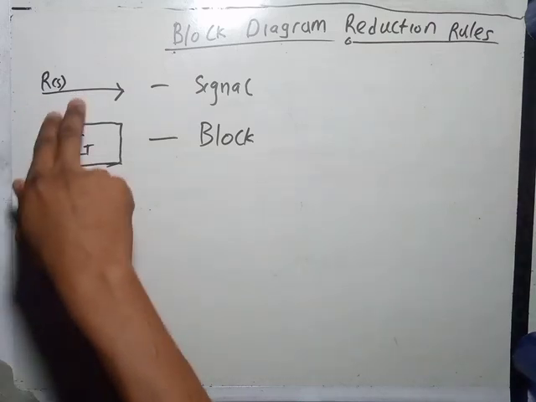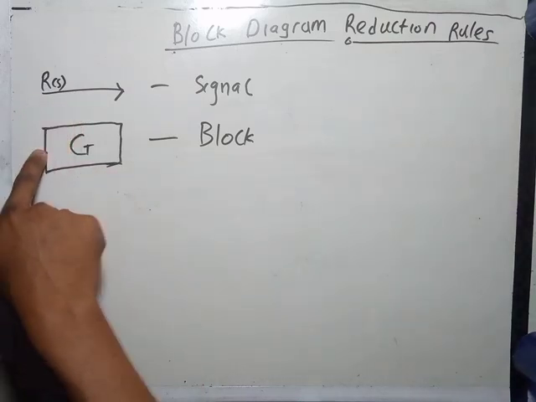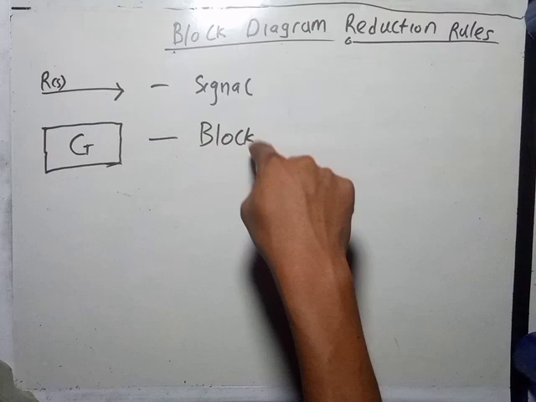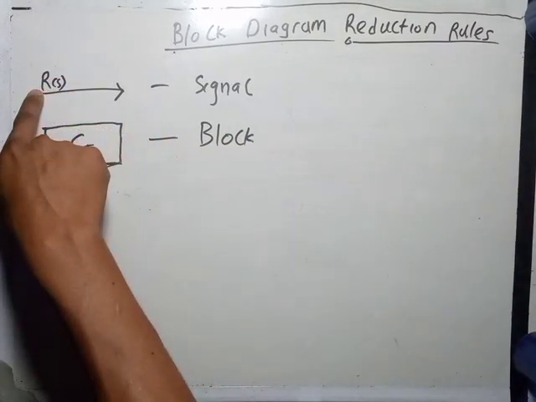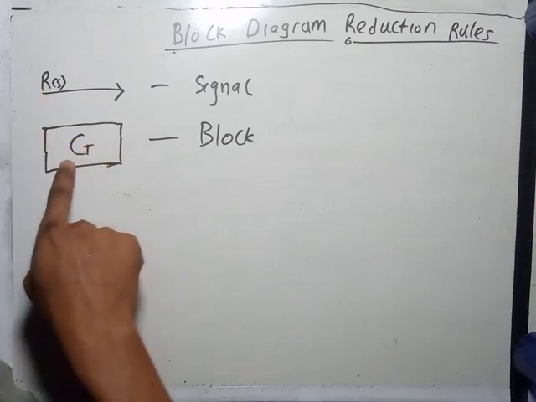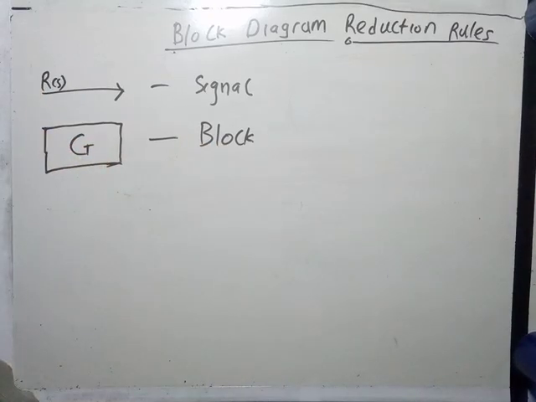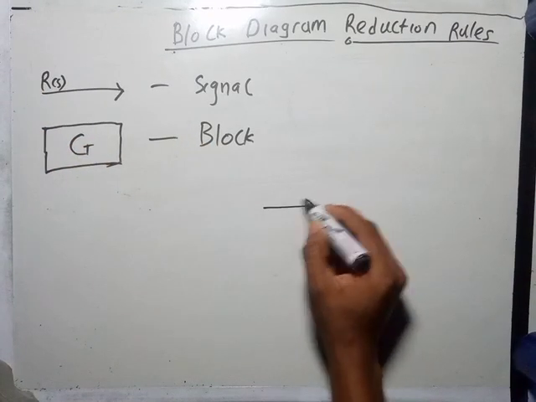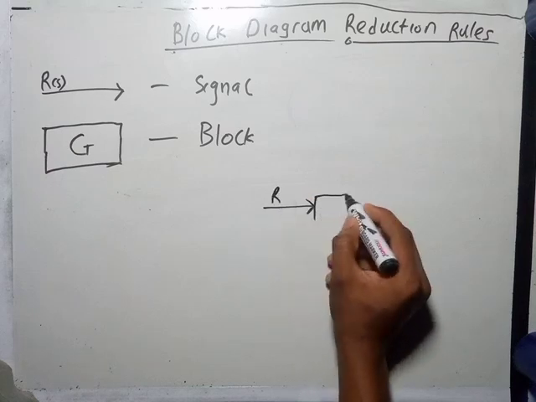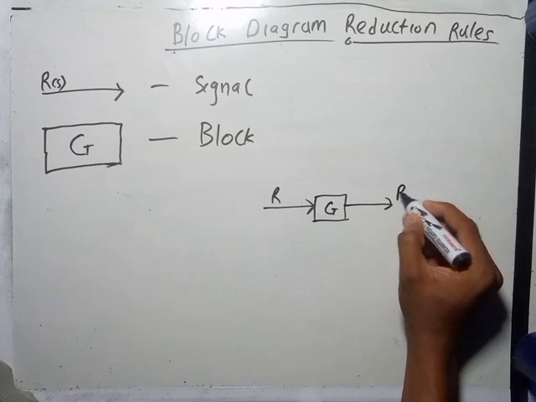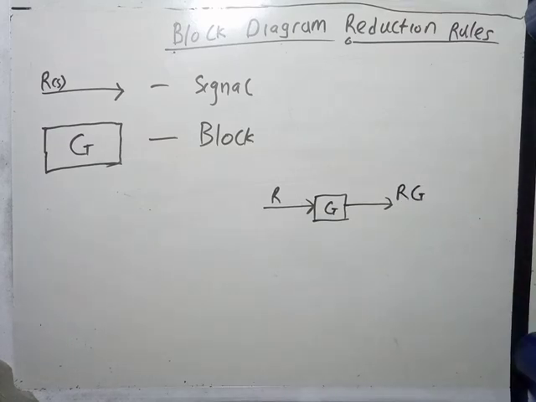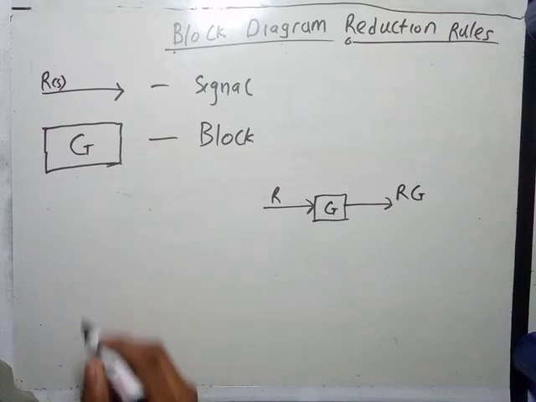So as this signal enters this box and comes out, the product at the output will be the product of R and G, that is RG. You will see something like this. If this is R going into G, the output here will be what? RG.